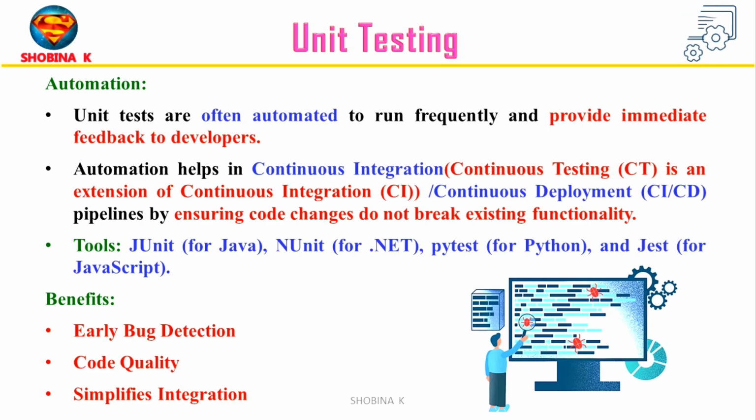And the key benefits of unit testing and automation are listed here. Unit tests find bugs earlier, so it helps developers to fix issues before they become major problems. Thereby, it reduces introducing new bugs or regressions. Next, it improves code quality and reliability, and then it simplifies integration. Unit tests make it easy to integrate new code changes with existing functionalities, reducing conflicts and errors.